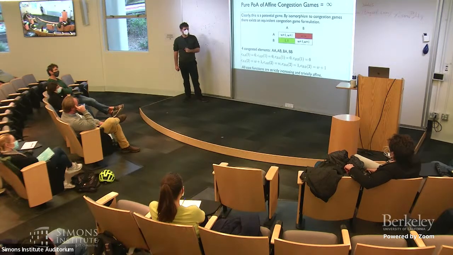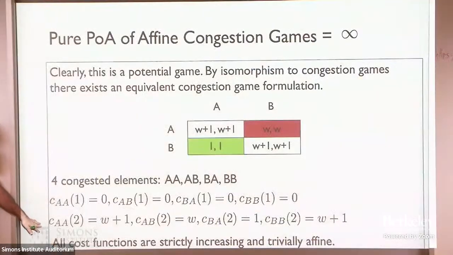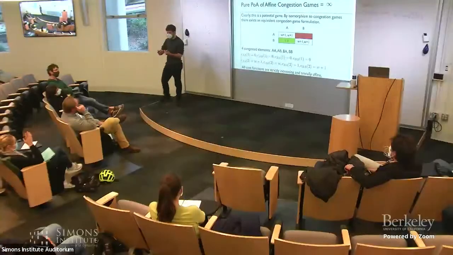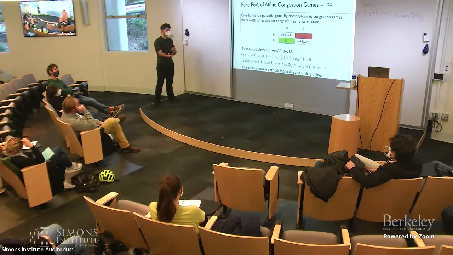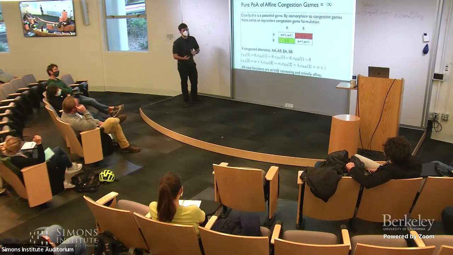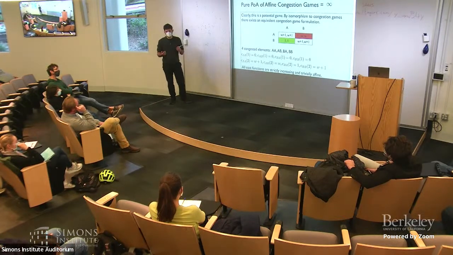Sorry, what's the question? Okay, so I have a claim here, and I say that the pure price of anarchy of an affine congestion game is infinity. I'm asking how we can reconcile this with the results by Christodoulou and Koutsoupias and Awerbuch, the 5/2. How can this both be right?